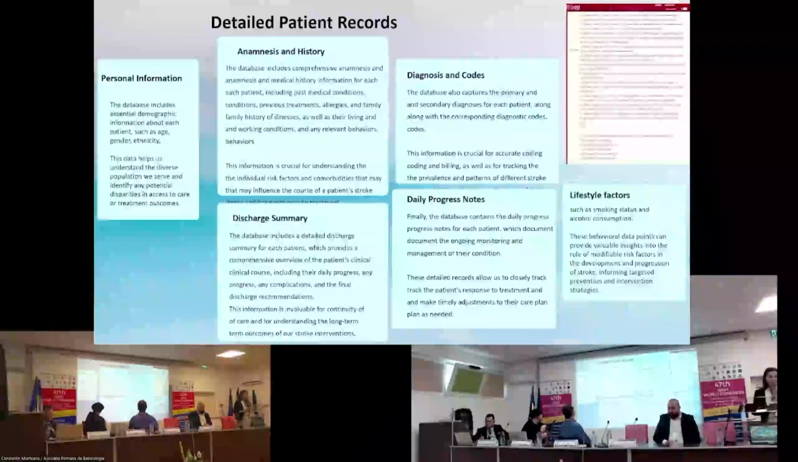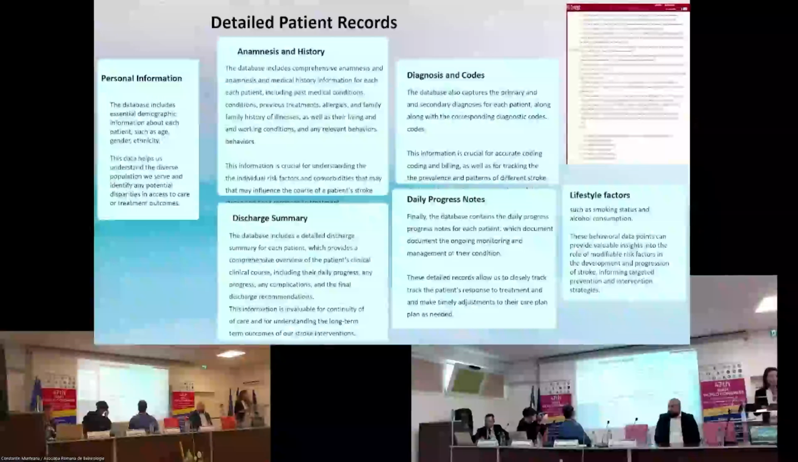It also includes comprehensive anamnesis and medical history information for each patient, including past medical conditions, previous treatment, allergies, family history of illness, as well as their living and working conditions and any related behaviors like smoking status and alcohol consumption. All this information is crucial for understanding the individual risk factors and comorbidities. The database also captures the primary and the secondary diagnosis, and this information is crucial for accurate coding and for tracking the prevalence and patterns of different strokes.